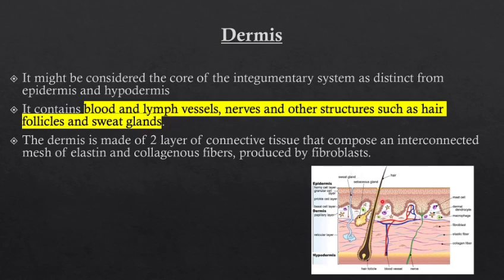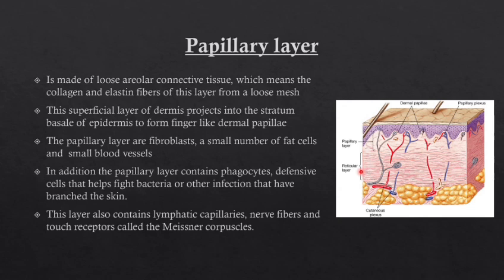In this dermis layer we observe the blood and lymph vessels, nerves, and other structures such as hair follicles and sweat glands. The dermis is made up of two layers of connective tissue that compose an interconnected mesh of elastin and collagenous fibers produced by fibroblasts.